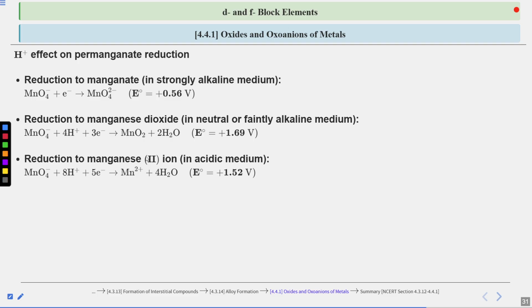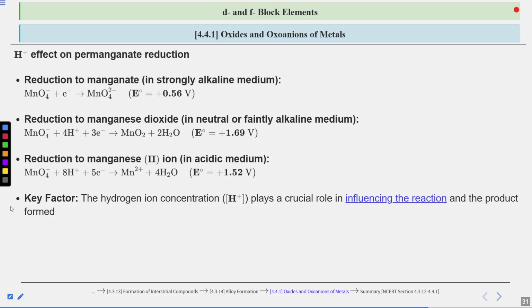Third is reduction to manganese 2+ ion in the acidic medium. So MnO4 negative reacts with 8 protons and 5 electrons, converting to Mn2+ plus 4 H2O. The E naught is 1.52 volt. So how the presence of H+ affects the permanganate reduction, we are seeing in various media. The key factor is the hydrogen ion concentration, which plays a crucial role in influencing the reaction and the product formed in each of the reactions you have seen.